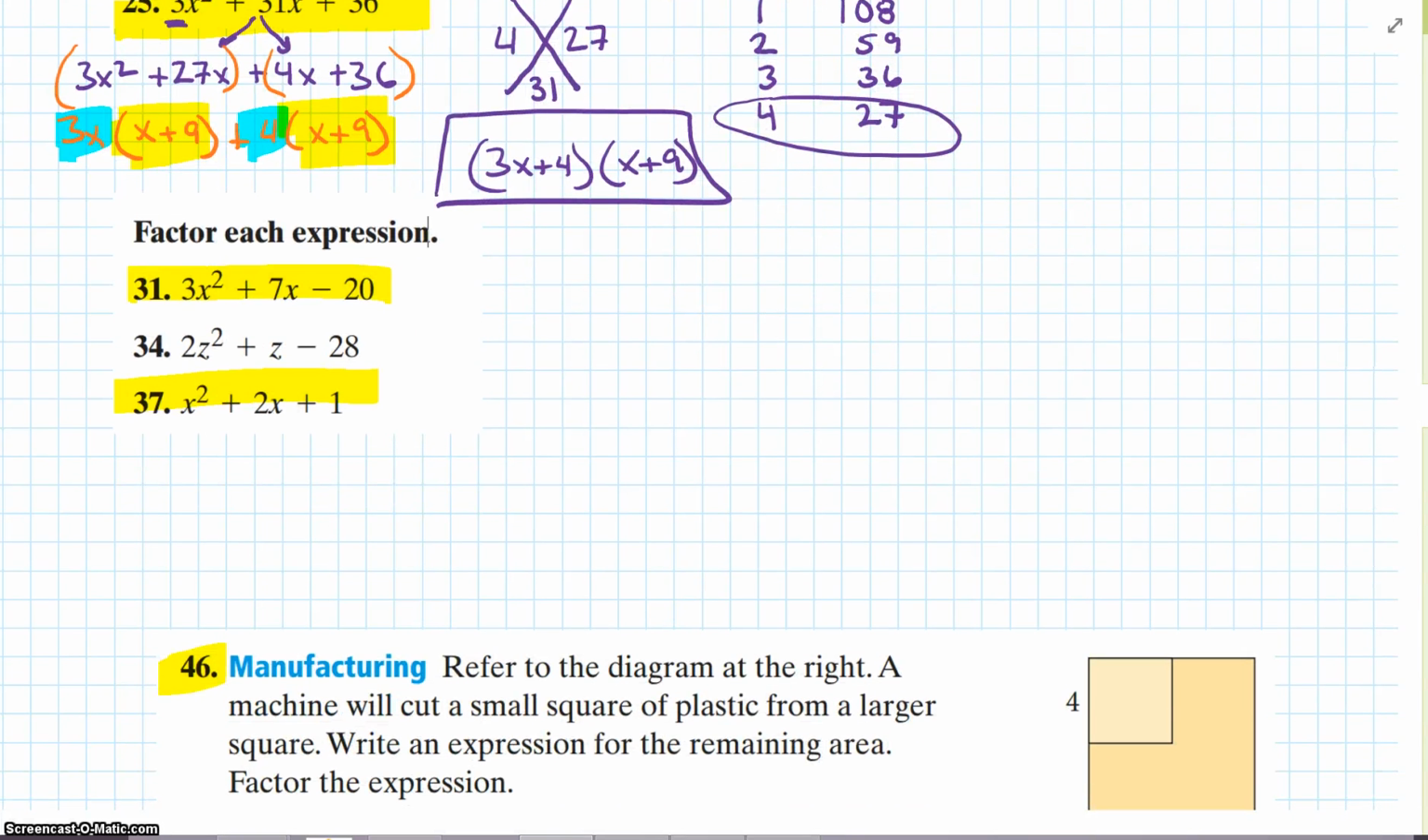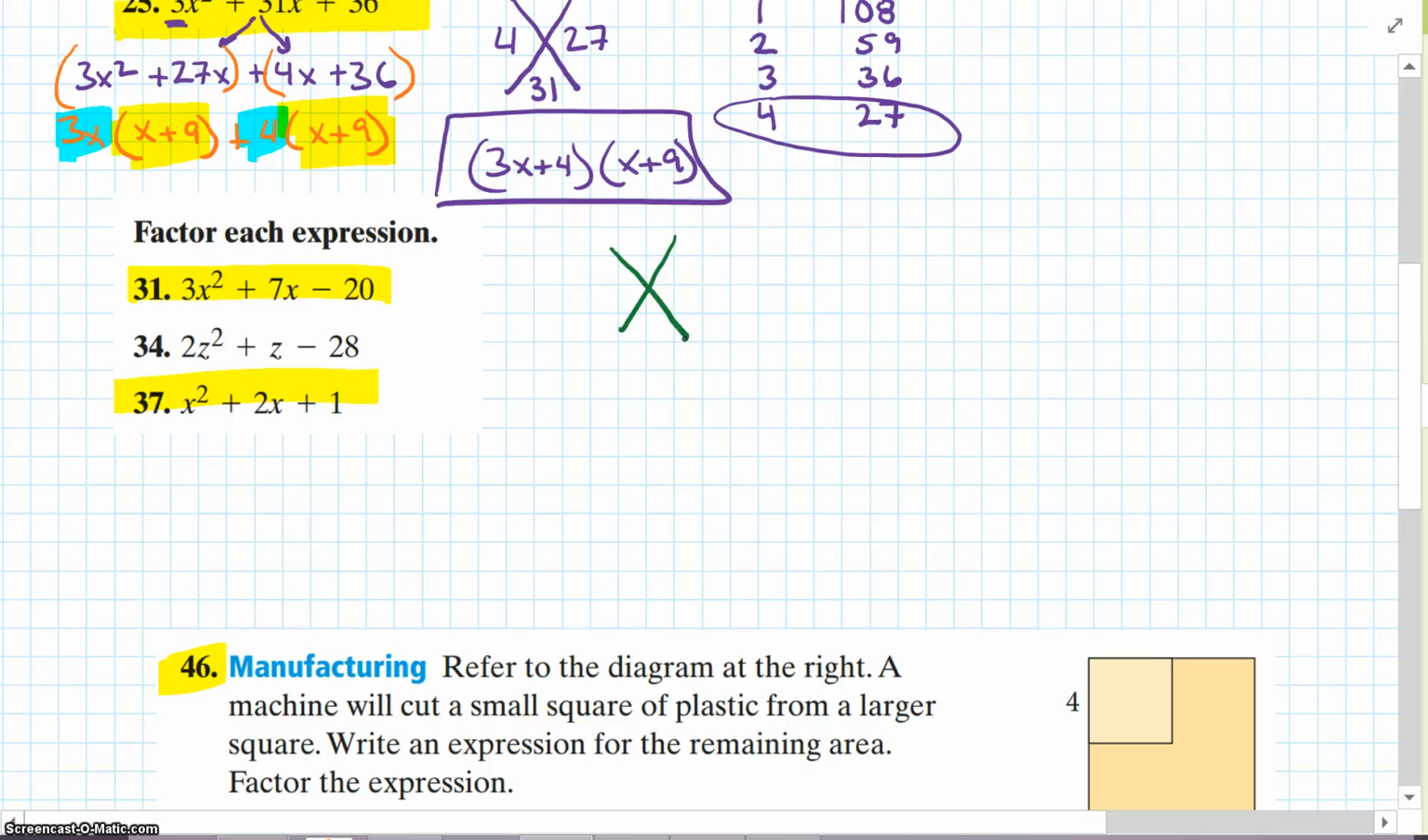31. Okay, 3x squared plus 7x minus 20. Okay, so my a times c value is going to be negative 60. My b value is going to be 7.